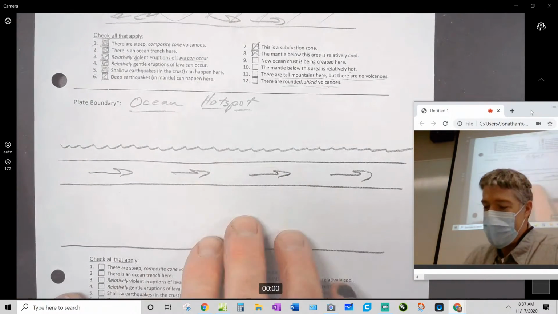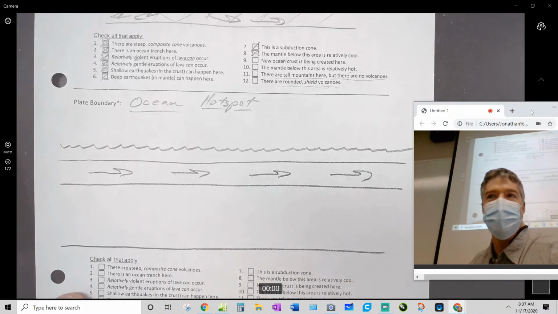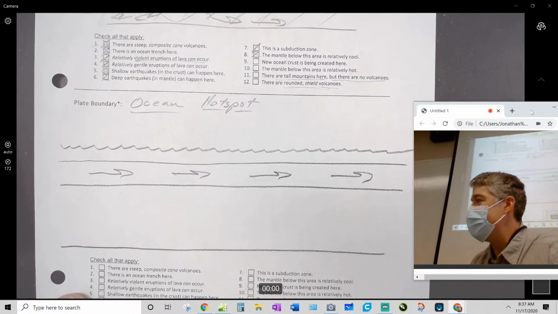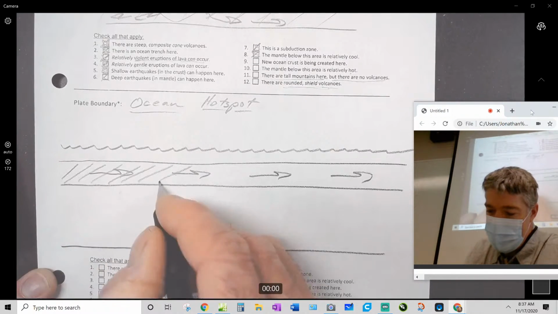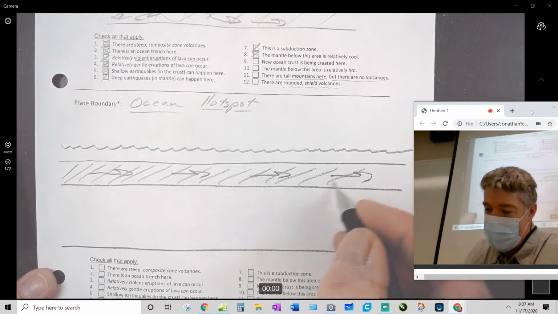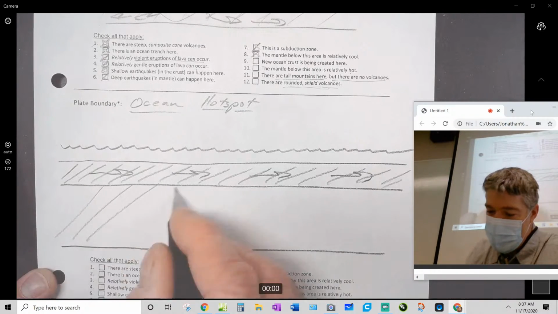So should I shade any of this, or should I leave it light colored? Ocean hotspot. I hope you all know the answers. This should all be dark. This is ocean crust, which is mafic, and this is the mantle, which is mafic.